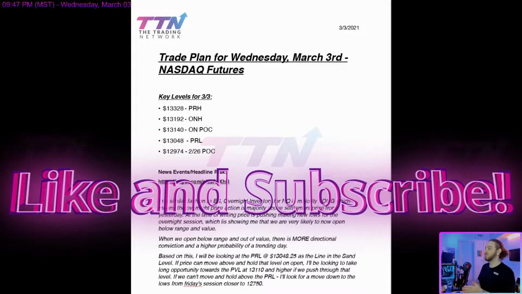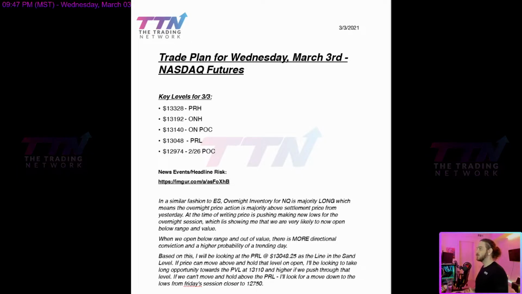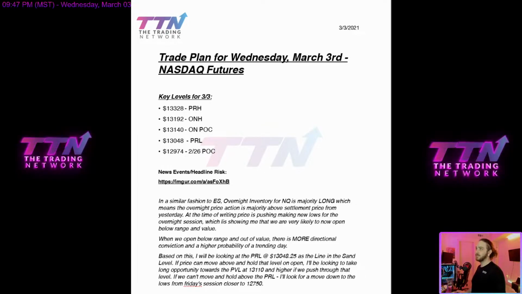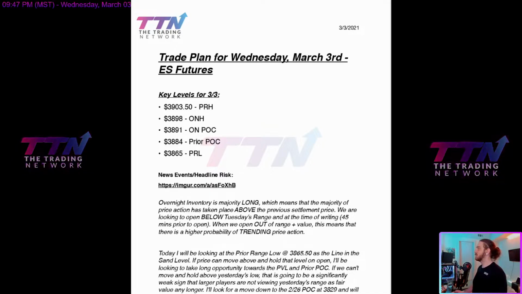It is Wednesday, March 3rd, and I've got another daily market profile recap for you today, again for ES futures and NQ as well. So let's start off with the key levels for ES. Switch over here. The prior range high at 39.0350 was the first level that I was looking at.